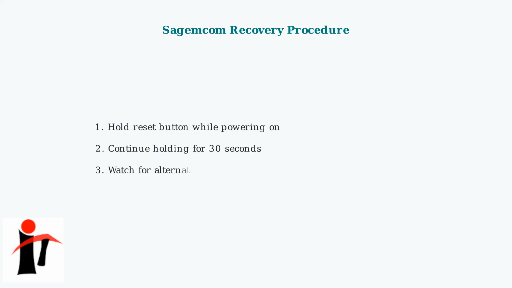When standard reset procedures fail to resolve connectivity issues, recovery mode provides an advanced diagnostic state for firmware recovery. This specialized mode varies by router model and requires specific button combinations. For Sagem.com router models, accessing recovery mode requires holding the reset button while powering on the device. Continue holding the reset button for 30 seconds until the LED indicators show alternating patterns, confirming recovery mode activation.